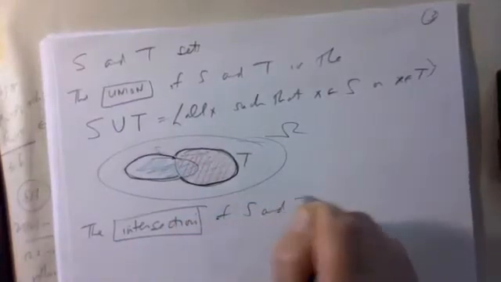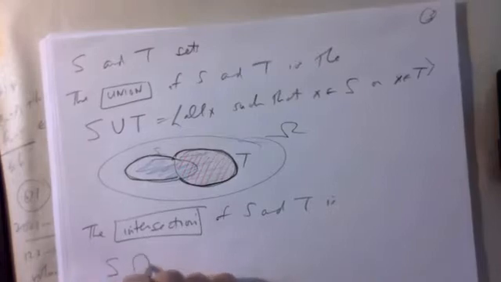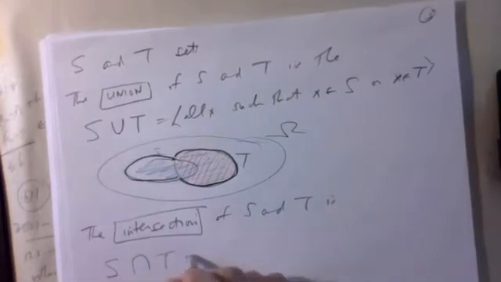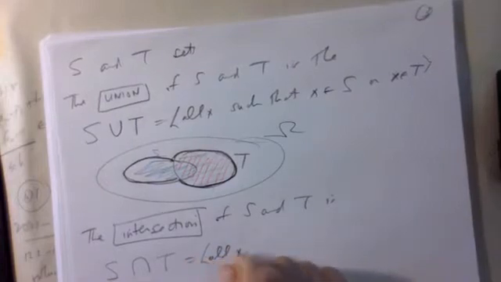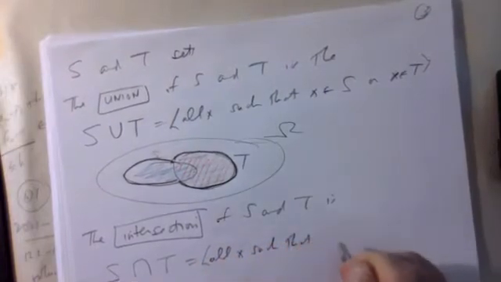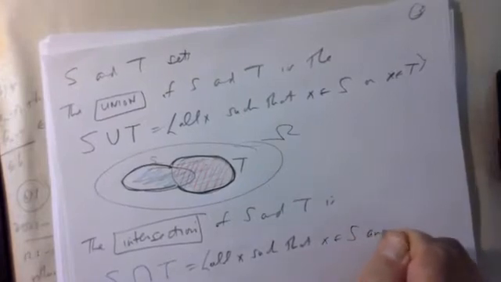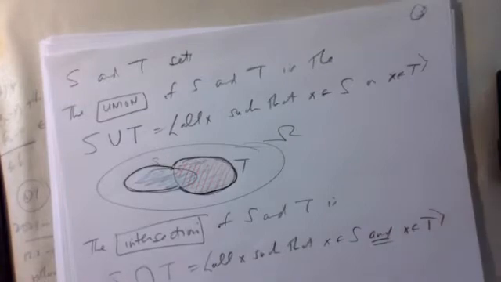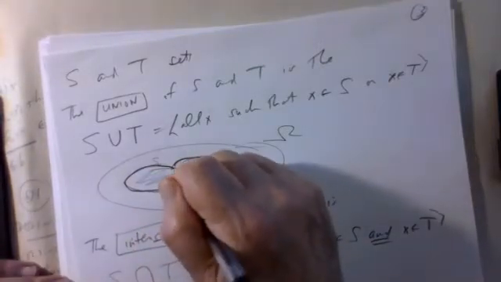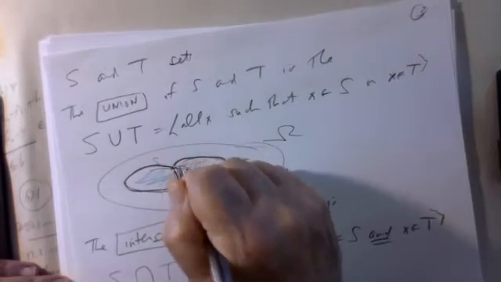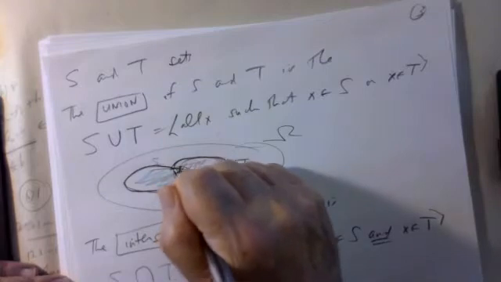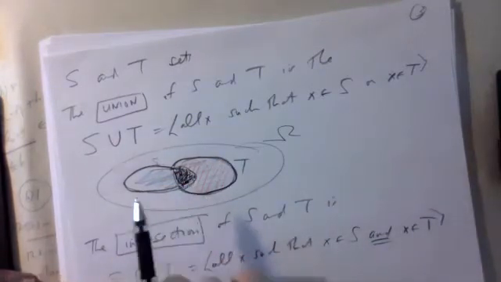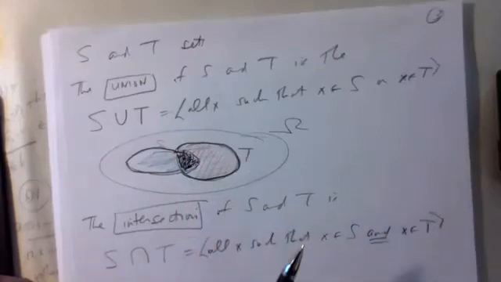And the intersection of S and T is the set, and this is like an upside down U. It's the set of all X such that X is in S and also X is in T. So in this picture, this is the intersection. This is everything which is in both S and T.